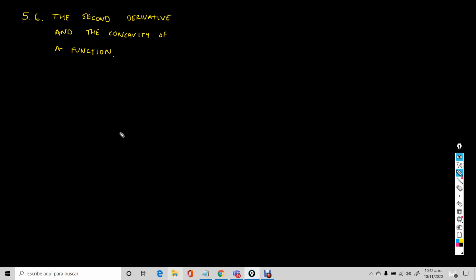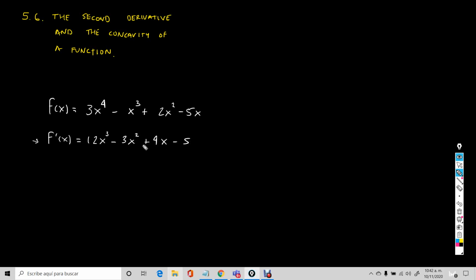For example, let's suppose I give you a polynomial function. Let's suppose I give you 3x to the 4 minus x cubed plus 2x squared minus 5x. Okay, let's keep it right there. So we know how to differentiate a function like this, and the first derivative is equal to 12x cubed minus 3x squared plus 4x minus 5. You should be doing this already quite naturally and with some familiarity, okay?